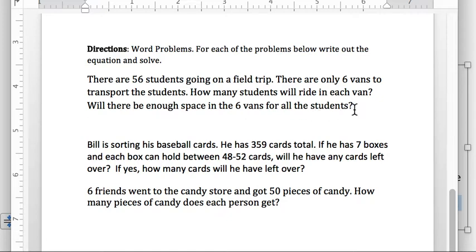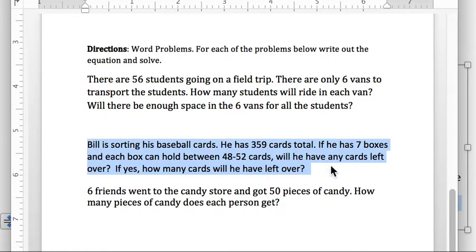Will there be enough space? I think so, but it depends on the capacity of each van. So there's problems with this particular thing because not enough information is provided, and it's actually getting a little complex. These are just supposed to be about calculating the remainders.